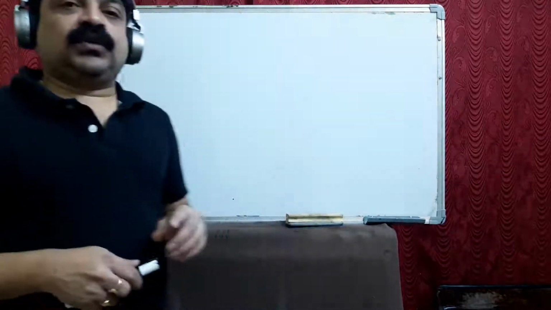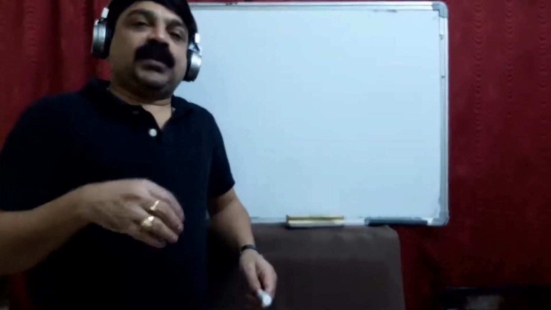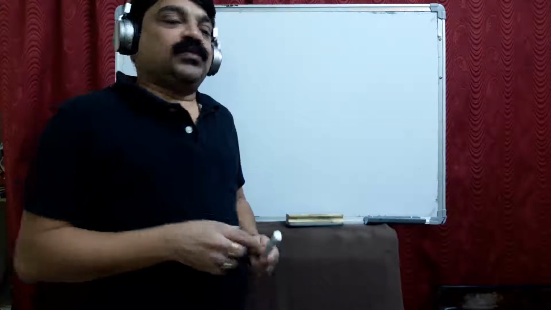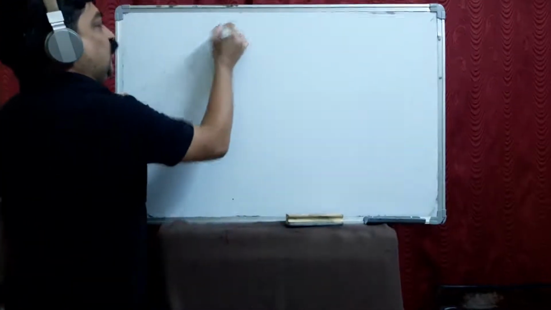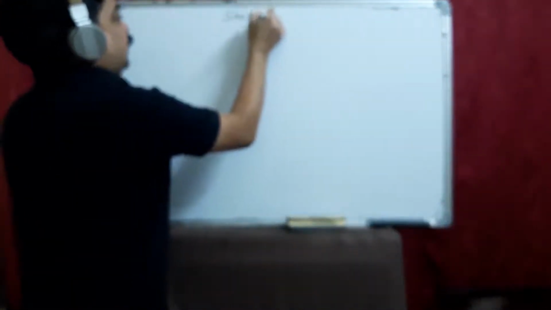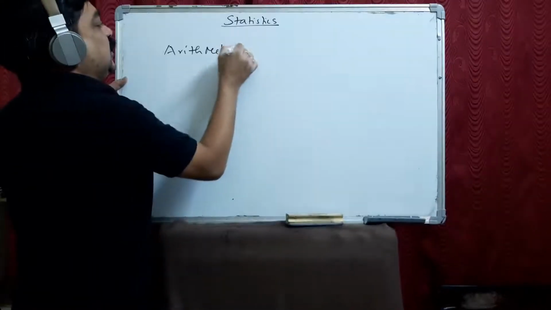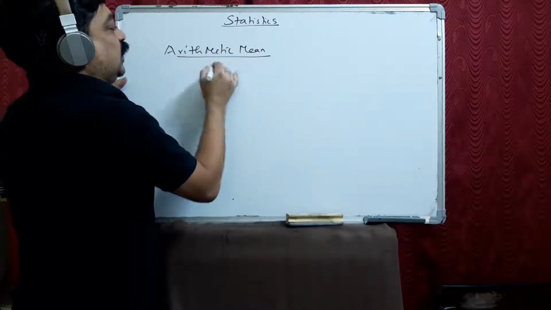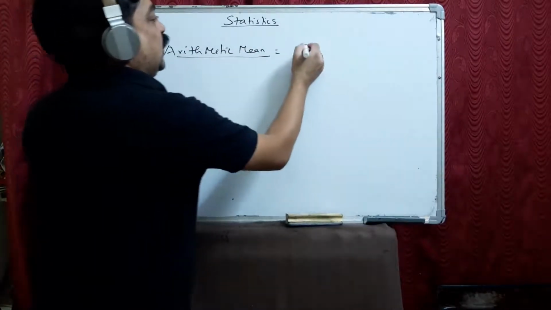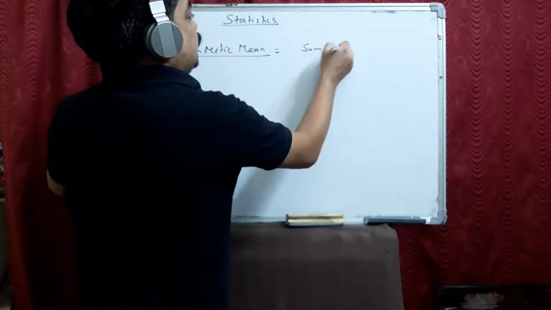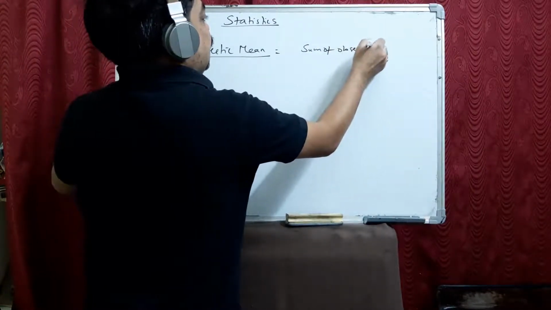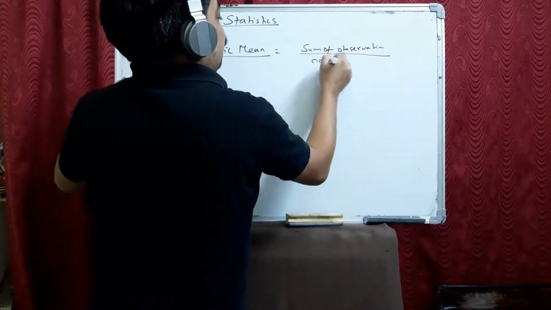First of all, I'll do the problems. If I do the problems, you can understand easily. First of all, what is the formula for arithmetic mean? I'll tell you. Statistics. Arithmetic mean, we call it mean also, is equal to, the basic formula, the sum of observations by the number of observations.